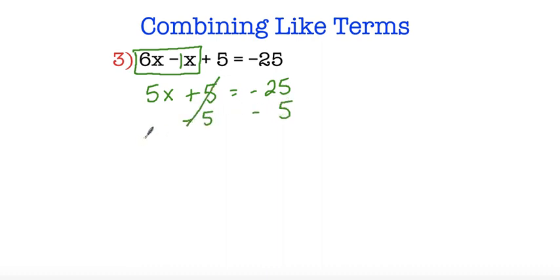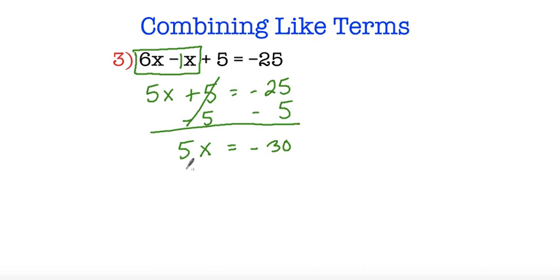And these two cancel out because they're inverse operations. So now I have 5x is equal to negative 25 minus 5. So same signs, add and keep. So we add and we keep the negative sign. And now we have 5x is equal to negative 30.